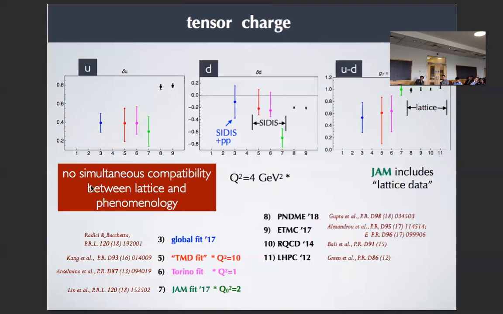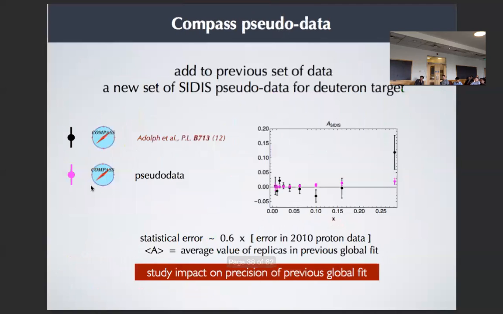as a vector combination. Okay, so a few months ago, COMPASS people asked me to do an exercise to test the impact in my global fit of a set of pseudo-data, where they calculated the projection of the error bars from a future repeated measurement on the neutron target, that we have in 2021. You see the points here in magenta. These points are taken exactly at the same bins where the older measurement of 2004 was taken, which are the black points here. But you see that with significantly smaller error bars.